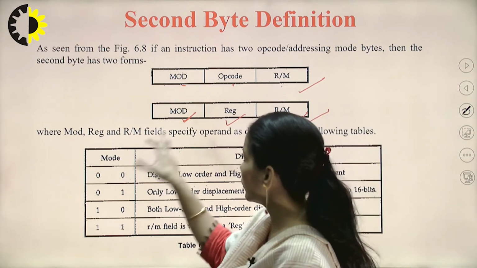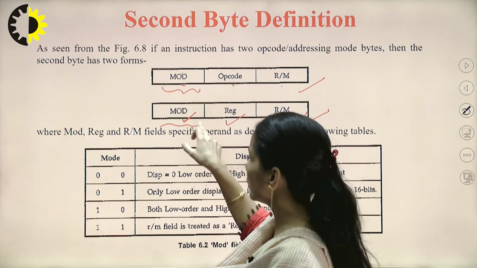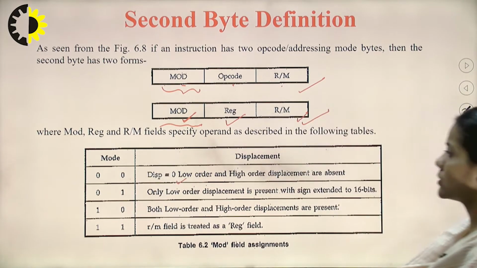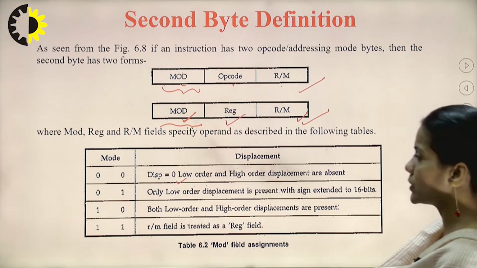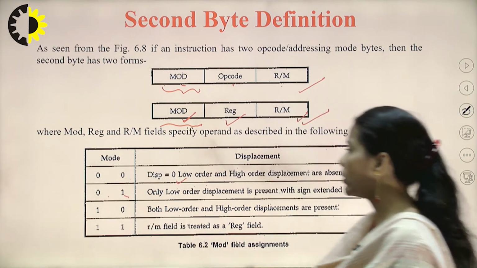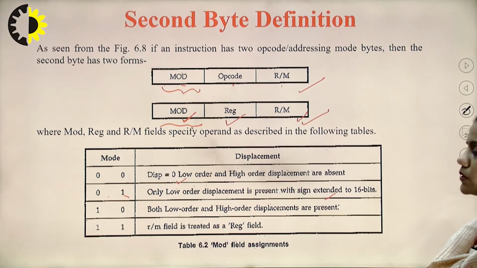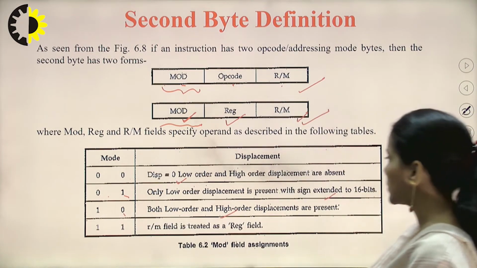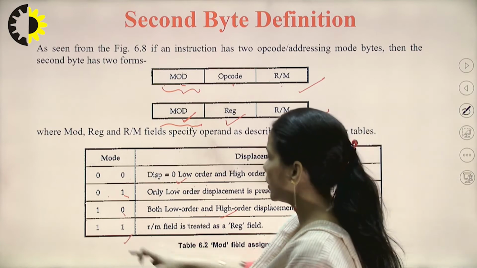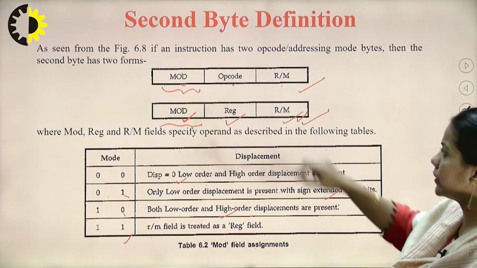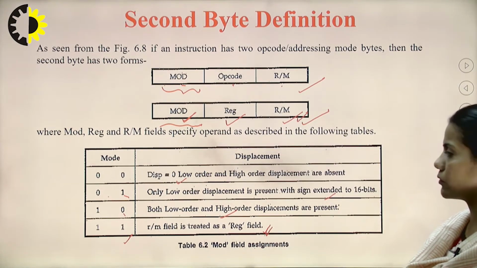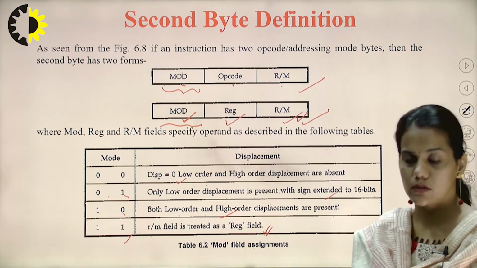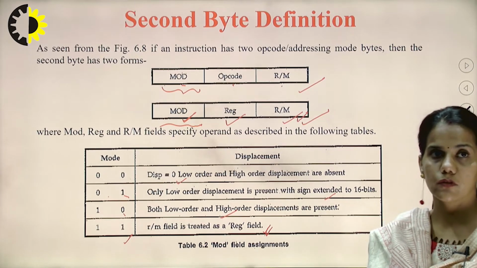So what are the definitions for this part? Let us see. When this is 0 0, it means there is 0 displacement, that is, lower order and higher order displacement are absent. If this is 0 1, only the lower order displacement is present, sign extended to 16 bits. If this is 1 0, both low order and higher order displacements are present. If 1 1, then the R/M field is treated as a register field only. So maybe there are 2 registers, so this field is also used for the register field, for mentioning the register.